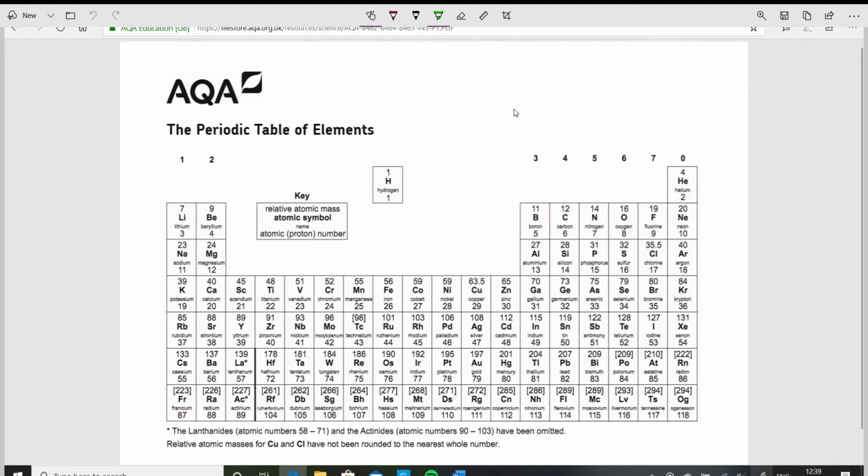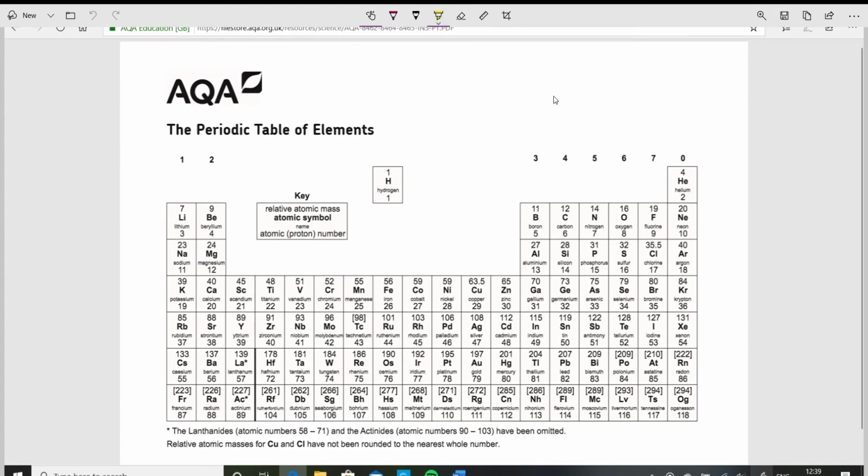Okay, I'm going to attempt to explain the questions that were on the sheet about electronic configuration and how they relate to information with the group number and the period number. So I'm going to start by looking at the periodic table first of all and just explaining a few of the key concepts that we've got on here.